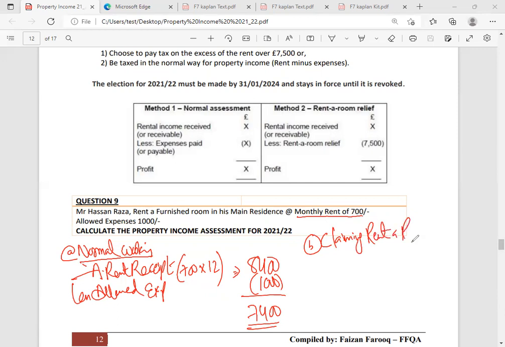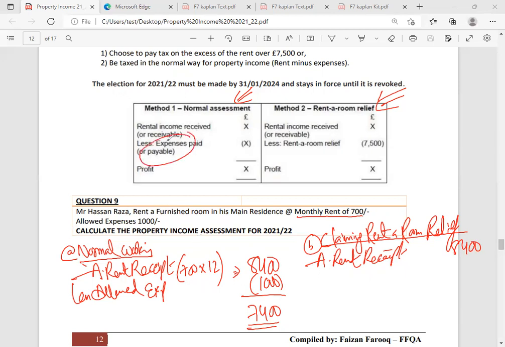Now the second one is claiming rent a room relief. How to claim a relief? This is the format. This is the normal format we know. Rent a room relief means you will take annual rent received, same like the first one. But instead of claiming an expense, again I am repeating, you will claim a relief.